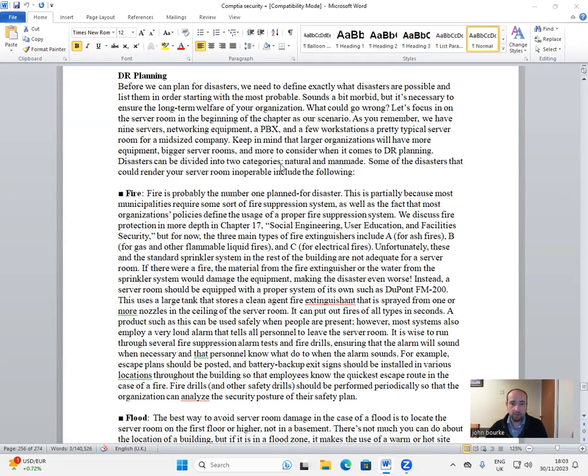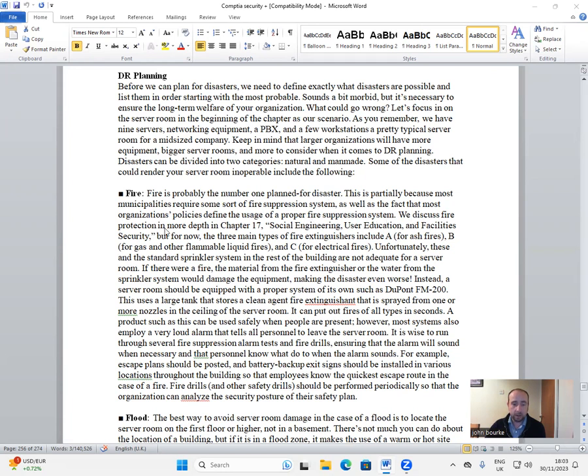Disasters can be divided into 2 categories, natural and man-made. Some of the disasters that could render your server room inoperable include the following. Fire. Fire is probably the number one planned for disaster. This is partially because most municipalities require some sort of fire suppression system, as well as the fact that most organizations' policies define the usage of the proper fire suppression systems.